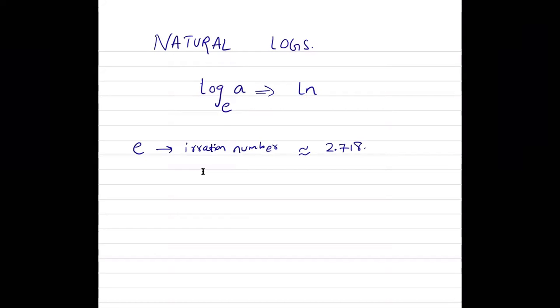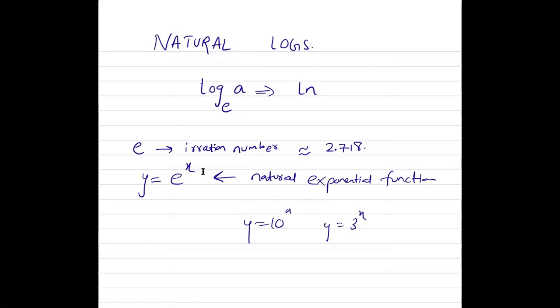If you take this value out from the calculator, e is around 2.718. And the function y equals e raised to the power of x is called the natural exponential function. आपको याद है, we were doing y equals 10 to the power of x, y equals 3 to the power of x. All these are exponential functions. So e also denotes a number, and e raised to the power of x is known as a natural exponential function.